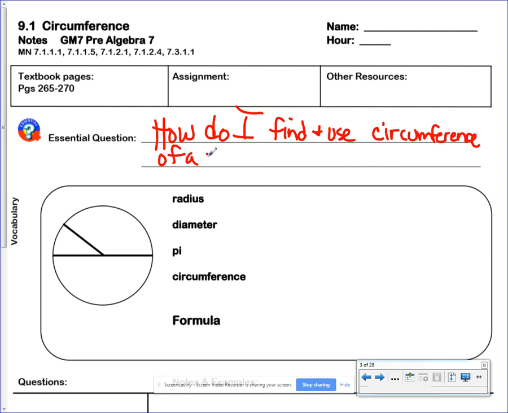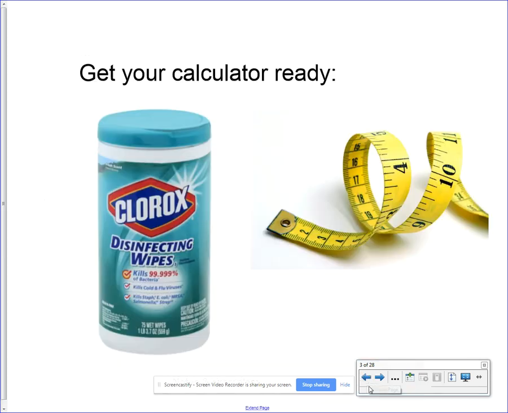Believe it or not, there are many items in life that are circular, especially when you start to think of how people design product packaging and how many things come in something that's circular in shape. Think of every single solitary can of soup, cans of tuna, cans of fruit. I'm thinking specifically about something like our wipes that we use so often to clean in school.